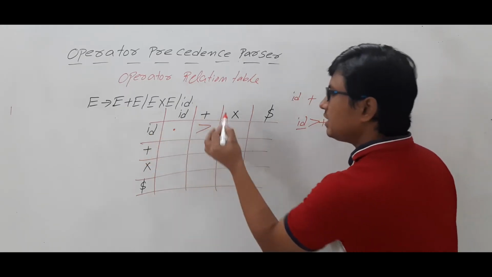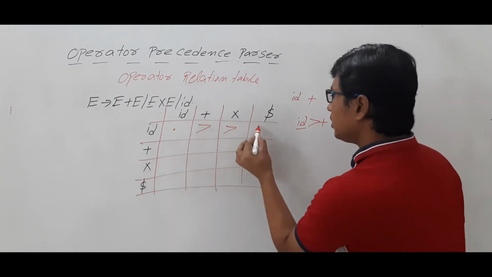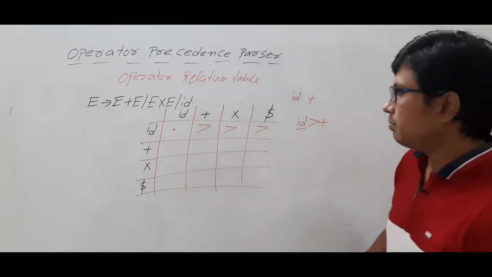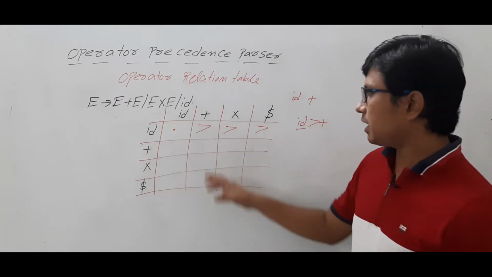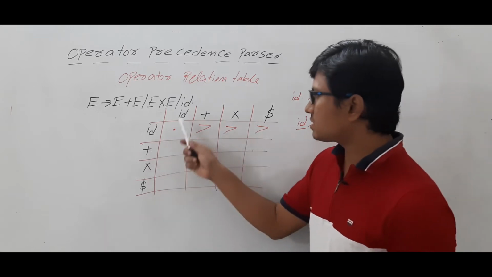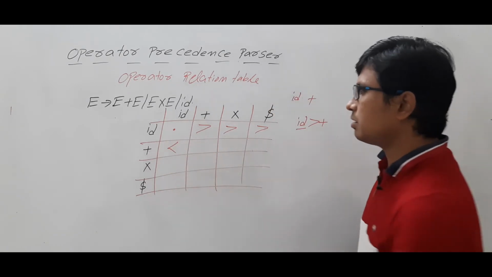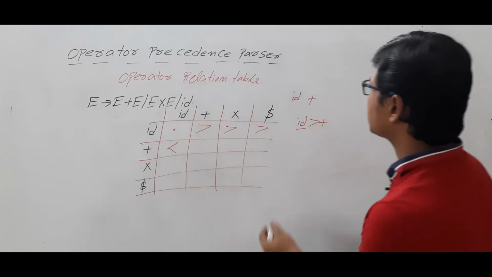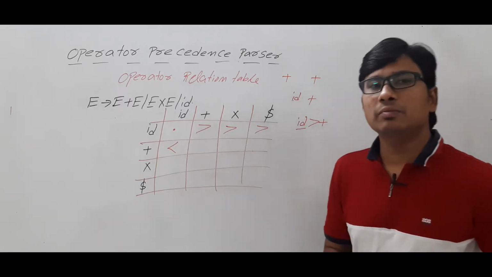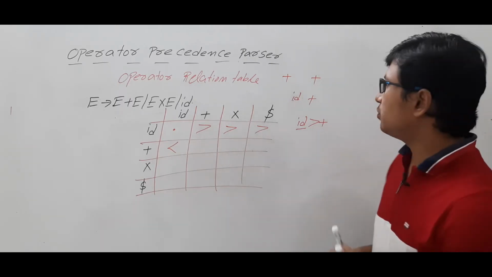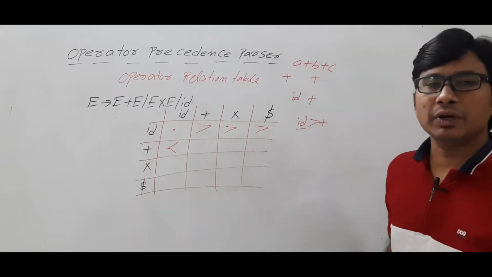Now id and multiplication, again id will have more priority. Id and dollar, id will. So between an id and any operator, id will have the highest priority as compared to the operator. Now plus and id, again id has more priority as compared to plus. Now plus and plus: both have the same priority, but what is the associativity?